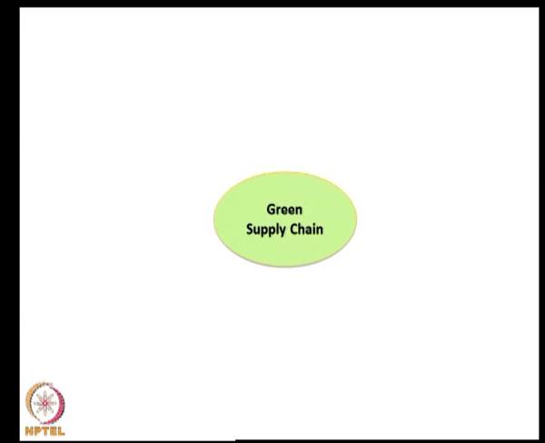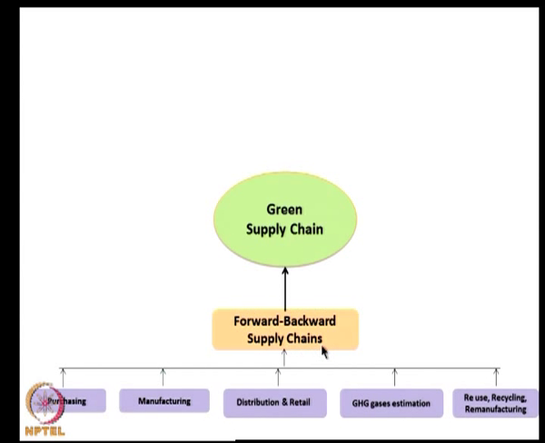So the green supply chain ecosystem map is, we have the purchasing or the procurement, which is the business process, and then we have the manufacturing process, we have distribution and retail. These are the three important processes in any supply chain, and we have the GHG gases estimation.